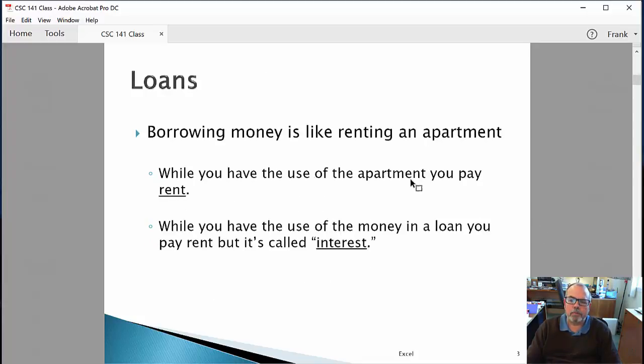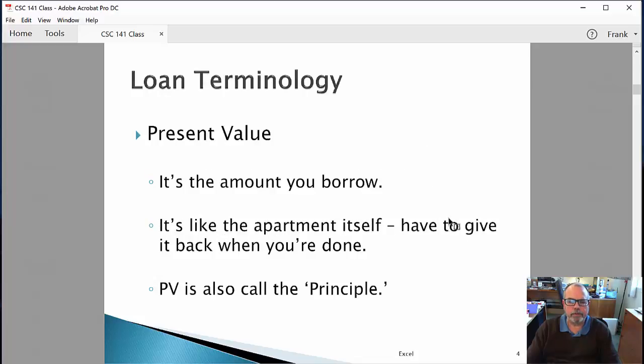While you use the apartment, you pay rent on it. And you do the same thing with a loan, except that instead of calling it rent, we call it interest. But it's exactly the same thing. You're paying money for the use of something that belongs to somebody else, whether it's the apartment or the money that you borrowed to buy a house or a car or something like that.